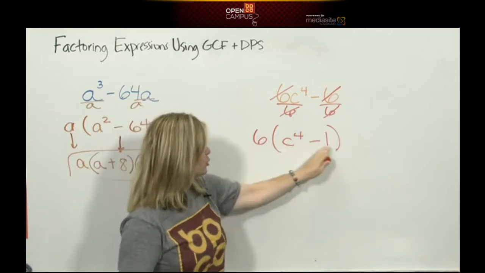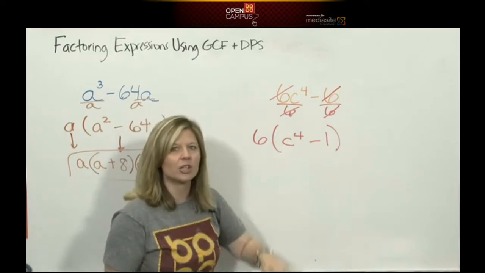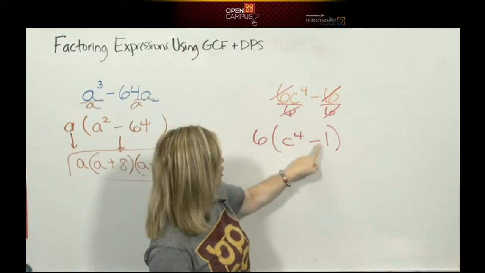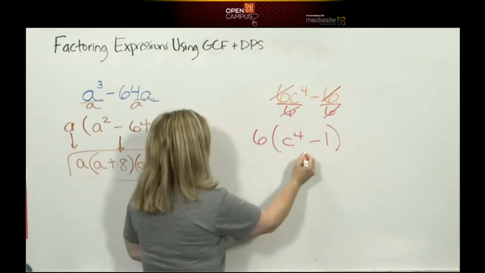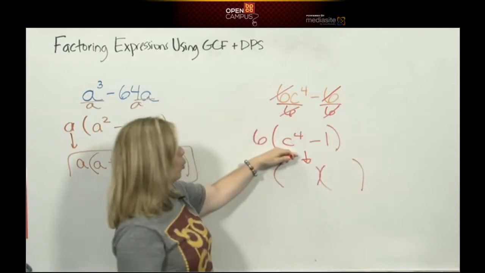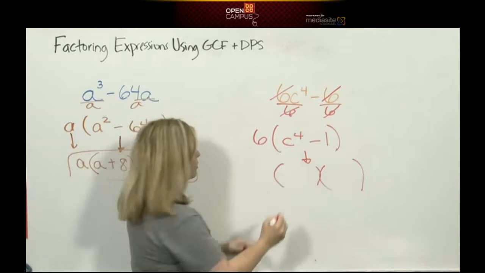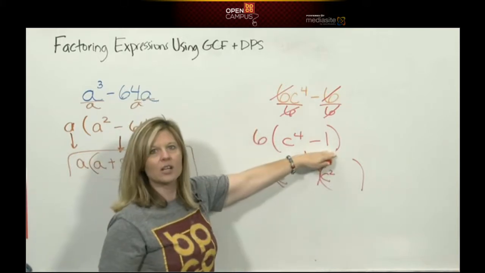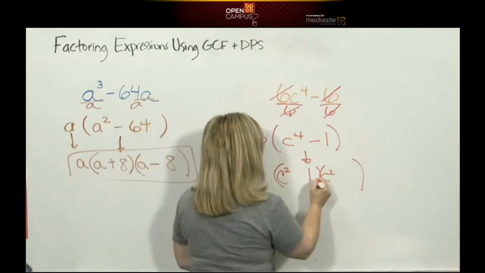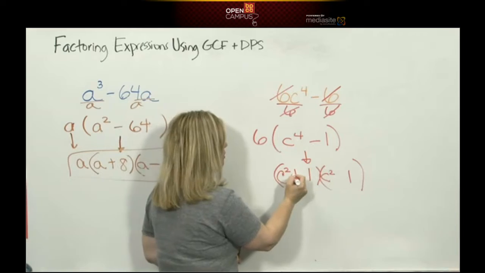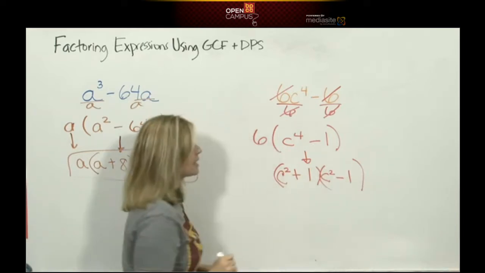Ooh, there's two terms connected by subtraction. Hey, that's a difference of perfect squares. The exponent's even, 1 is a perfect square. So this parentheses would break into two parentheses. What times itself is c to the fourth? That'd be c squared times c squared. What times itself is 1? That'd be 1 times 1. Subtract means the signs are different. I'm a creature of habit. I put my plus first, my minus second.